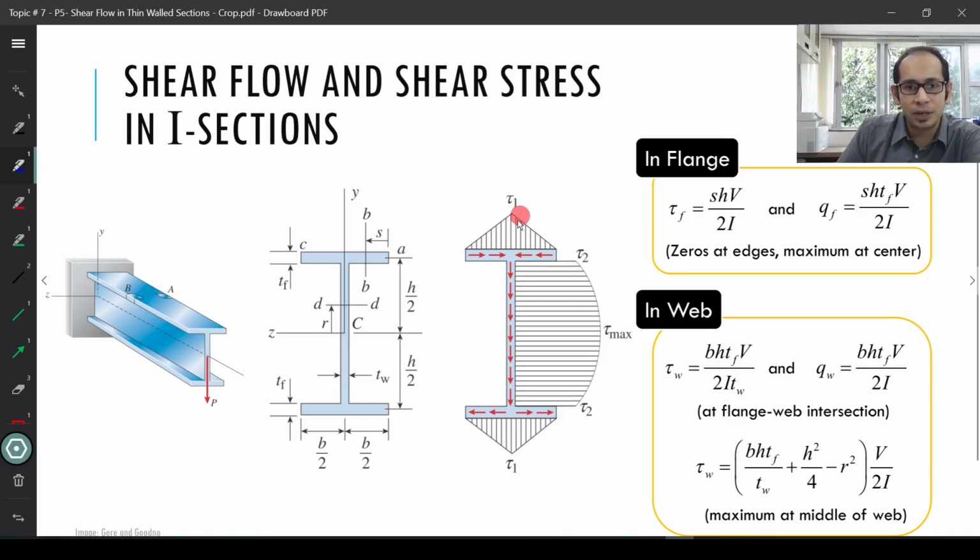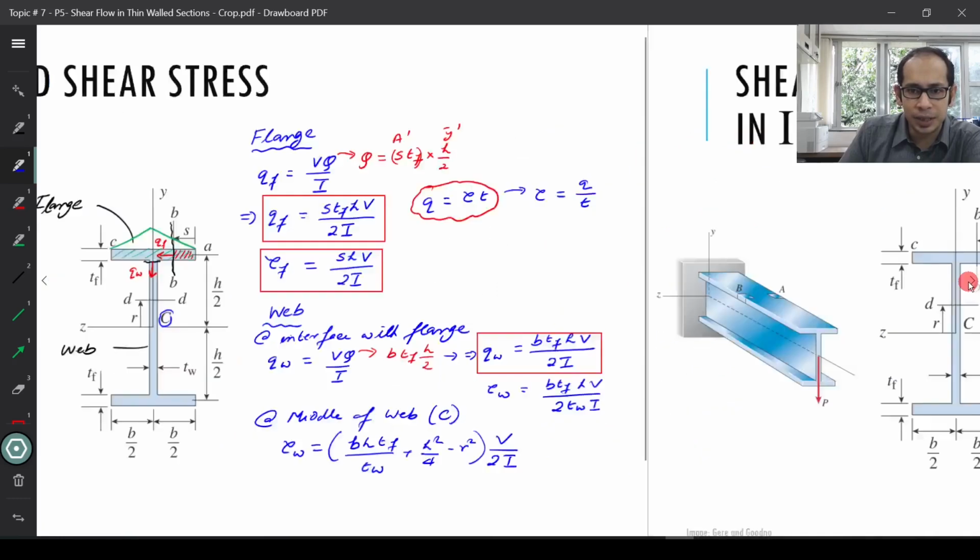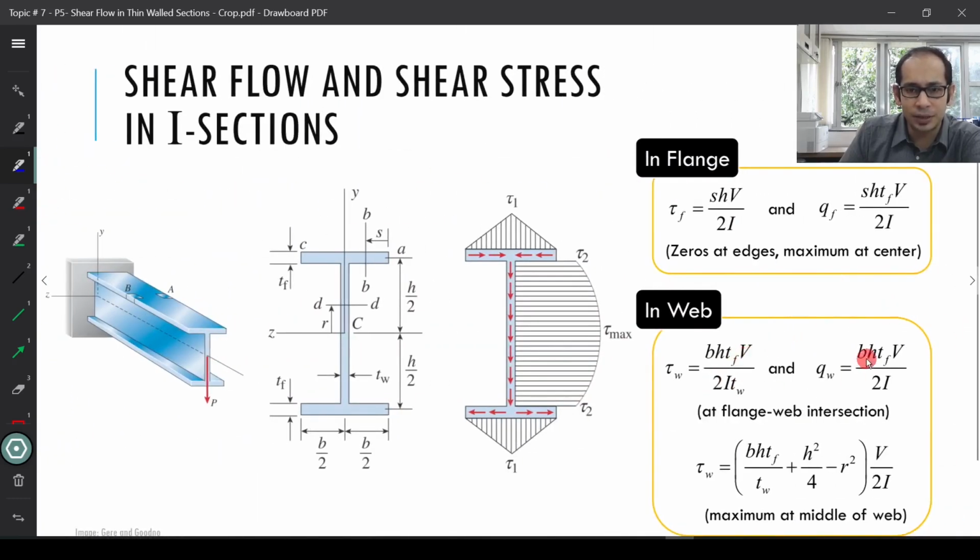Okay, so this was for the flange, and if you take a look at the web over here, this is what we derived. This is the same formula which we derived, if you just remember, BHTFV divided by 2ITW. If you go back, this is essentially BTFHV divided by 2TW times I, which is exactly what you have over here, and this is the Q of the web at this interface, at this particular place. And at the center, this is tau W. We can derive a QW at the center as well. It is not done over here. So this becomes the maximum at the middle of the web.